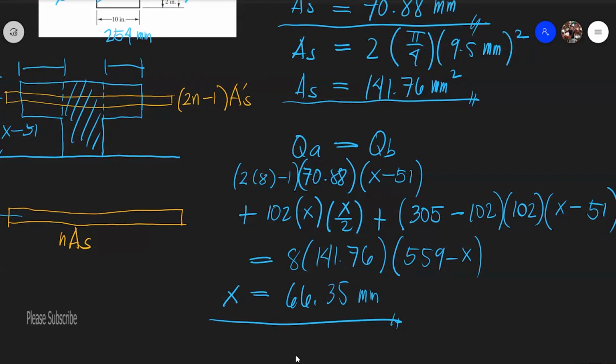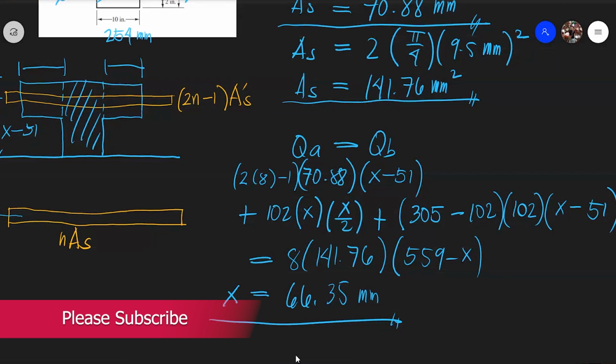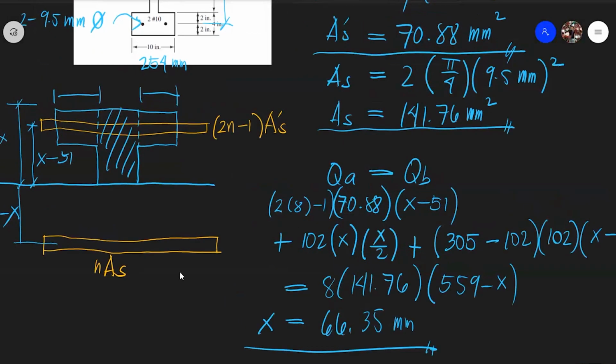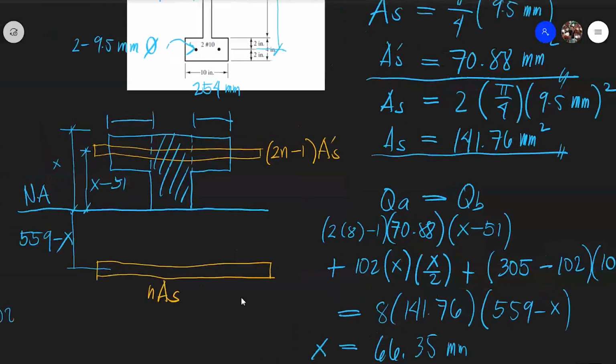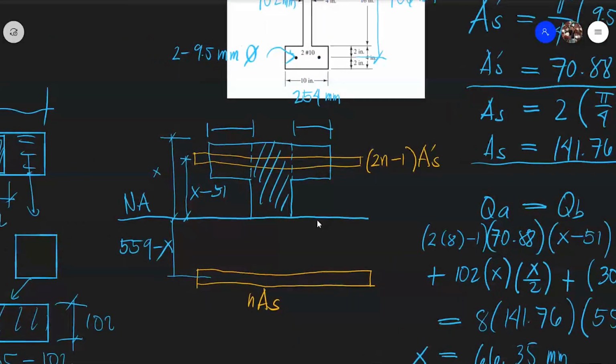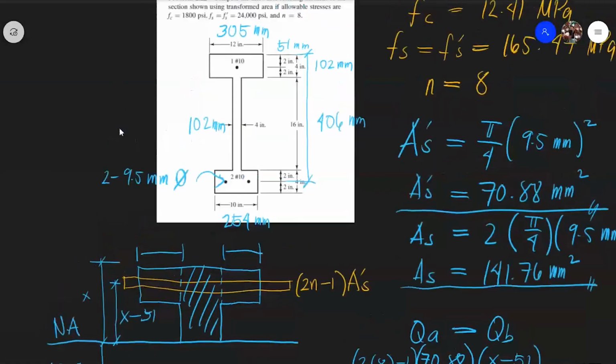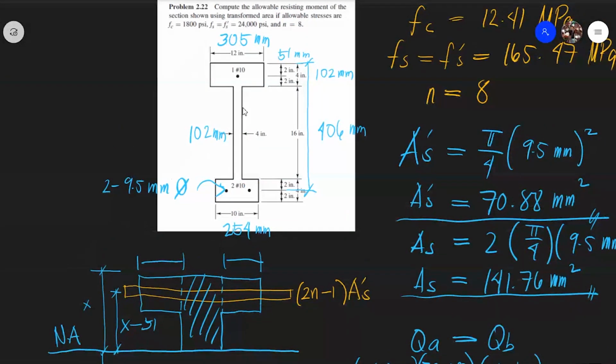We assumed that the neutral axis is on the web. But this 66.35 tells us there is a problem, because x is only 66.35, and that means the neutral axis is not on the web but on the flange. So we redo everything, with Q A equal to Q B.